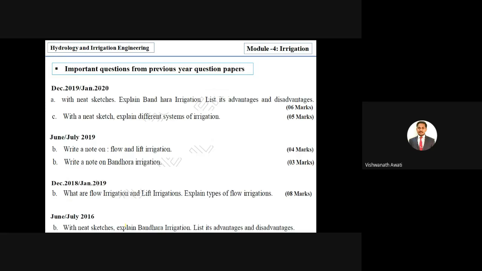So we'll see the important questions. In December 2019 and January 2020, there was a question for 6 marks: with a neat sketch explain Bandar irrigation, list the advantages and disadvantages, right? Which we discussed just before. It is advantages and disadvantages, and with a small sketch, right?